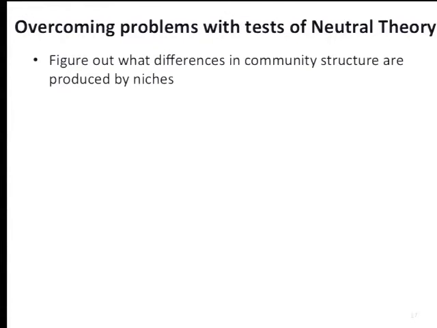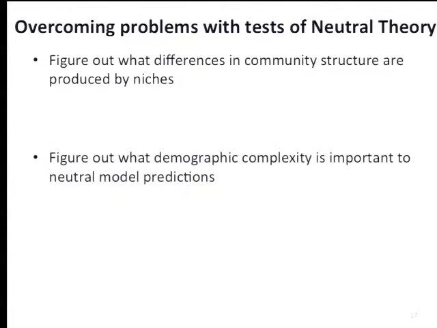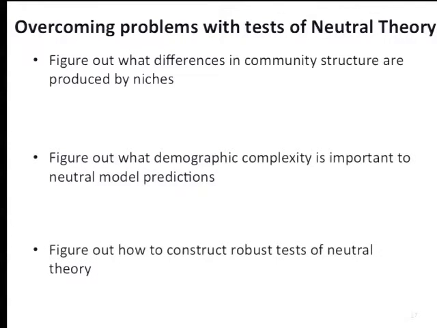So how do we overcome these problems with tests of neutral theory? Some of the things we've been doing in my lab, at least, are to try to figure out what differences in community structure are actually produced by niches, and to figure out what demographic complexity is important to neutral model predictions, and in particular, which predictions it might be important for. And finally, to try to figure out different ways of constructing tests of neutral theory. If we use different data, can we avoid some of these issues of demographic complexity and maybe focus on aspects of community structure that niches will have a bigger influence on? So I'll basically be telling you about these three things today, especially the first and the third.